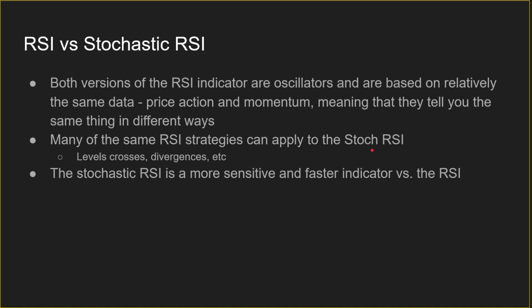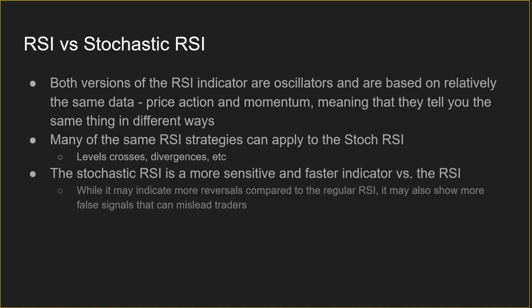Now, it is important to consider the stochastic RSI is a more sensitive and faster indicator versus the RSI, meaning that while it may indicate more reversals, as we saw, it was much more volatile and went up and down much more frequently compared to the regular RSI. The stochastic may indicate more reversals compared to the regular RSI. It may also show more false signals that can mislead traders, especially if you're just trading off of that alone.